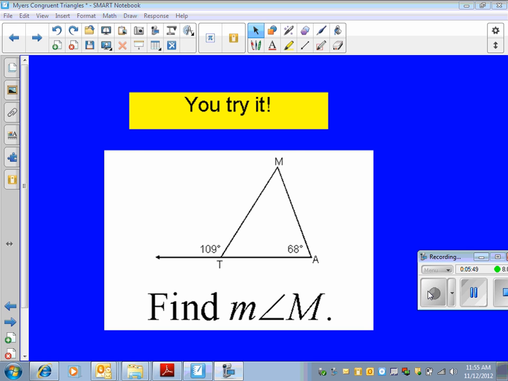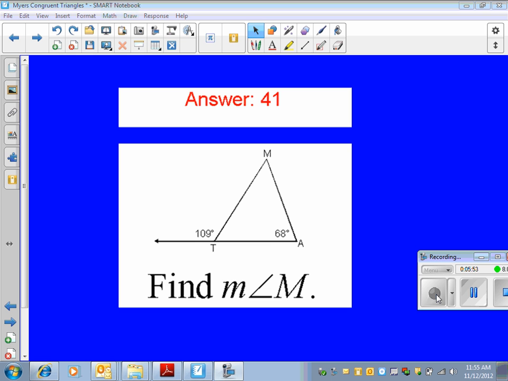Here you go. This one is a you-try. Push pause, try it. And the answer is 41.